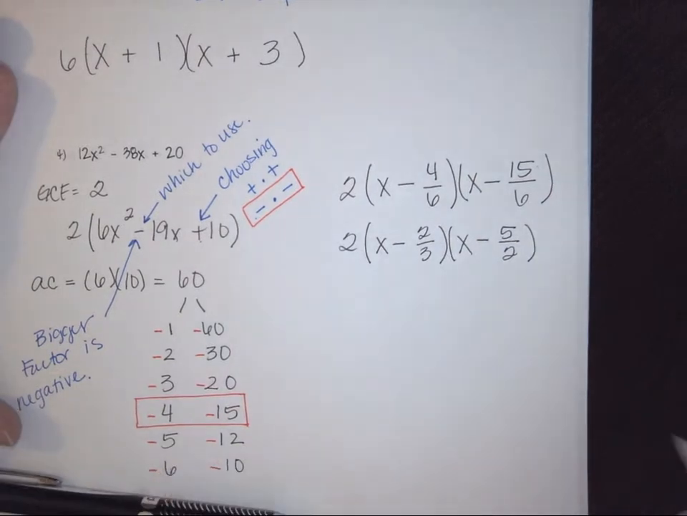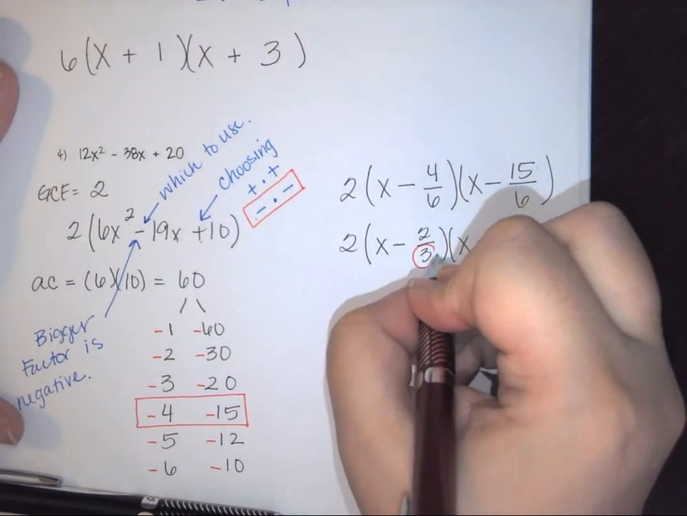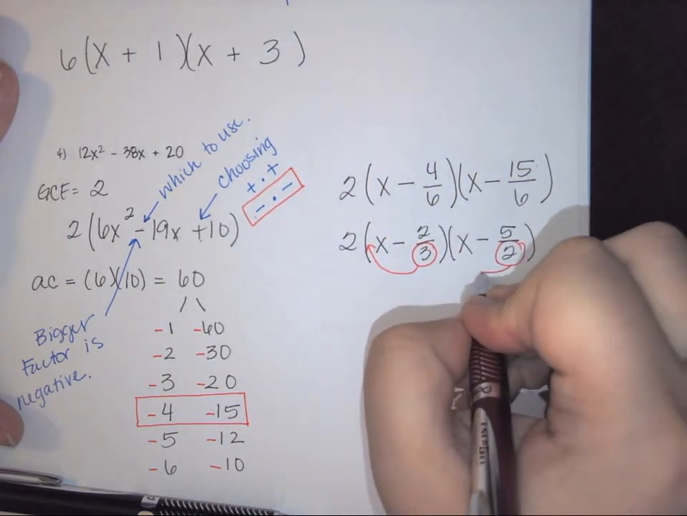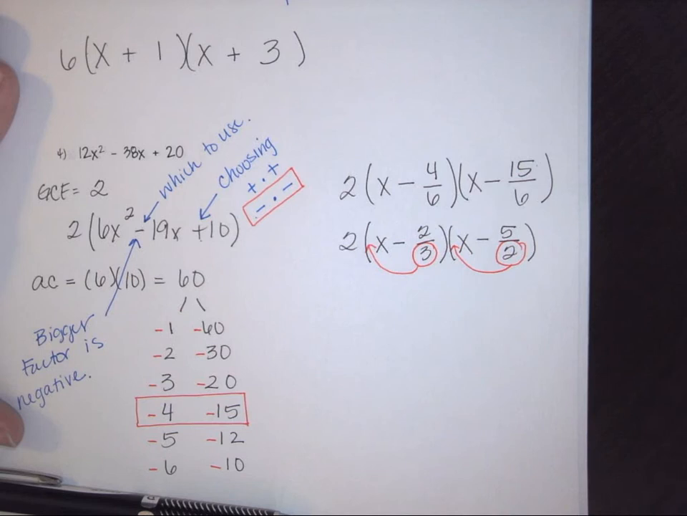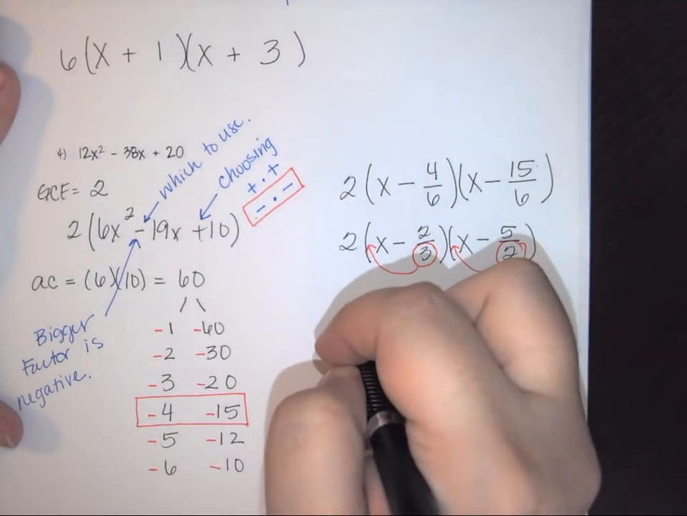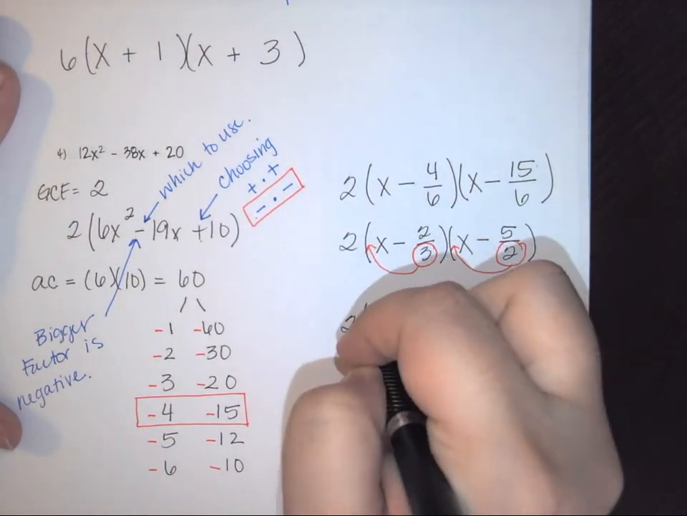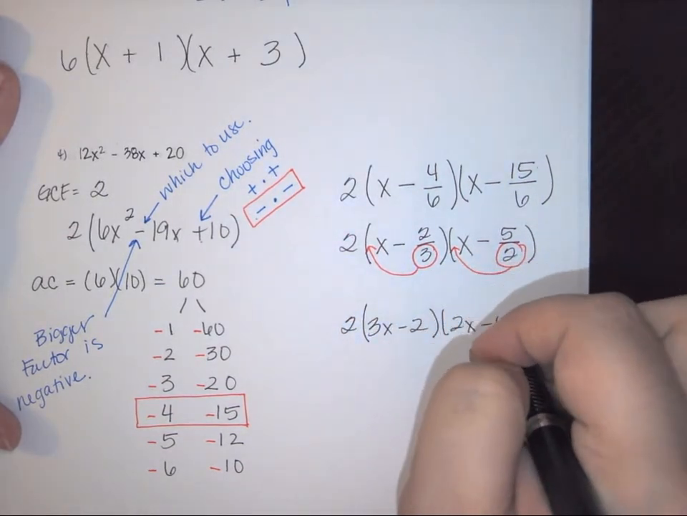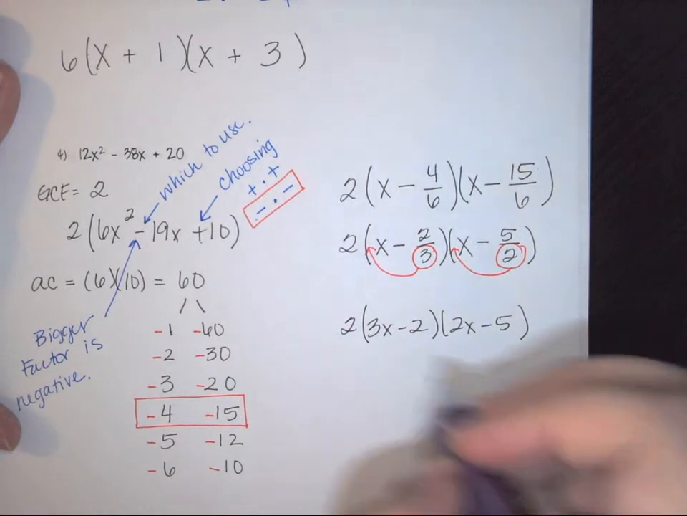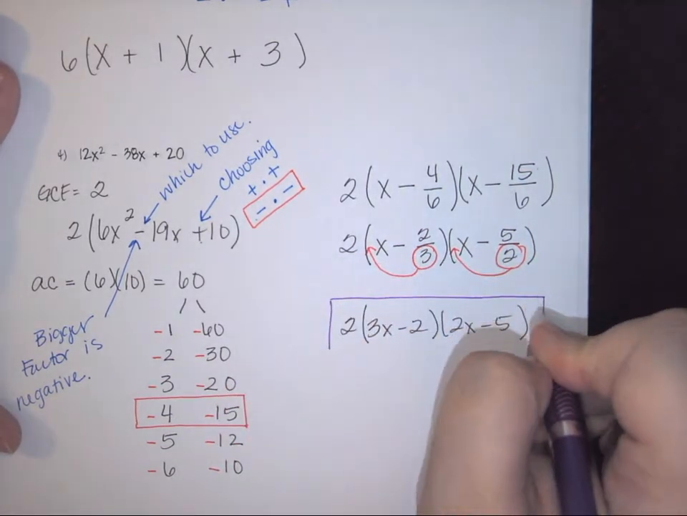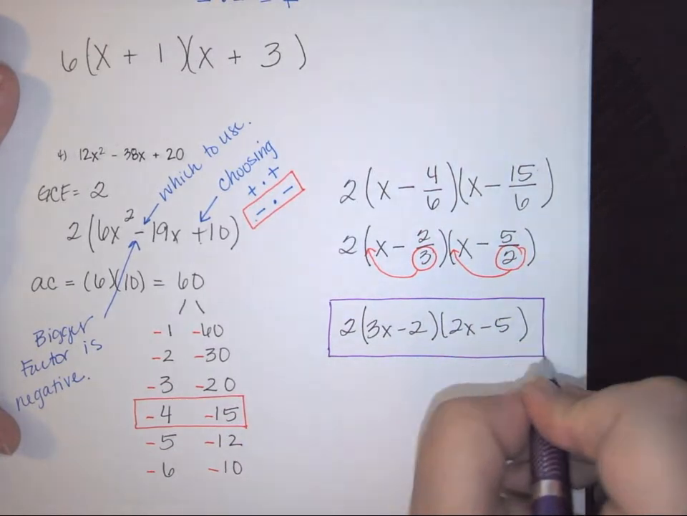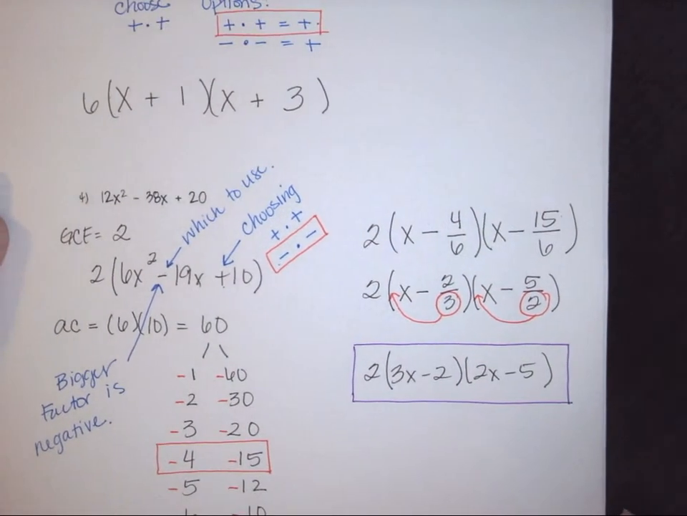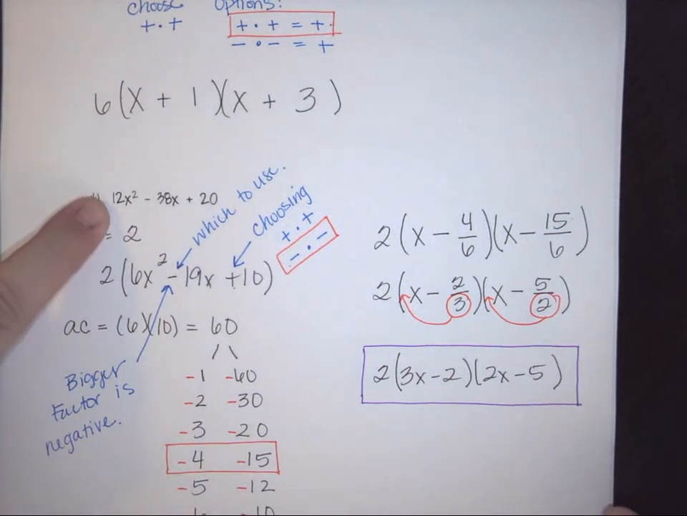Now the last thing we have to look at is I still have denominators, so this denominator has to shift up and become the coefficient to my x term. So here this becomes 2 times (3x minus 2)(2x minus 5). And this ends up being the factored form that we were looking for. Now to check your work, you just simply multiply everything back out together and you should come up with exactly what you started with.